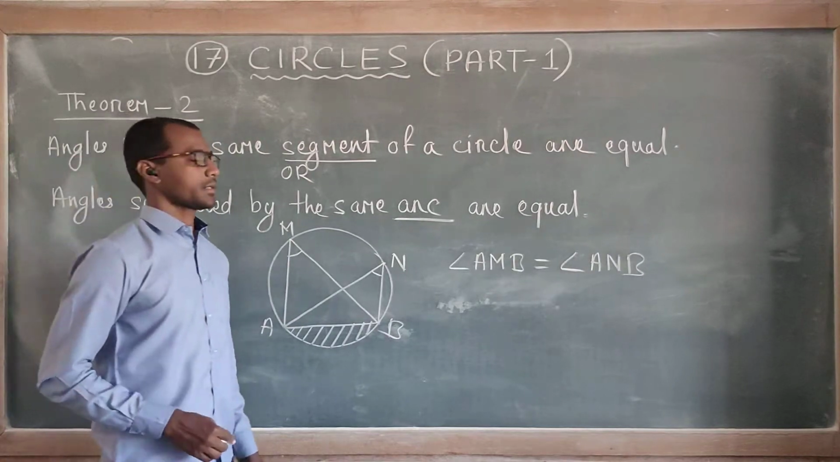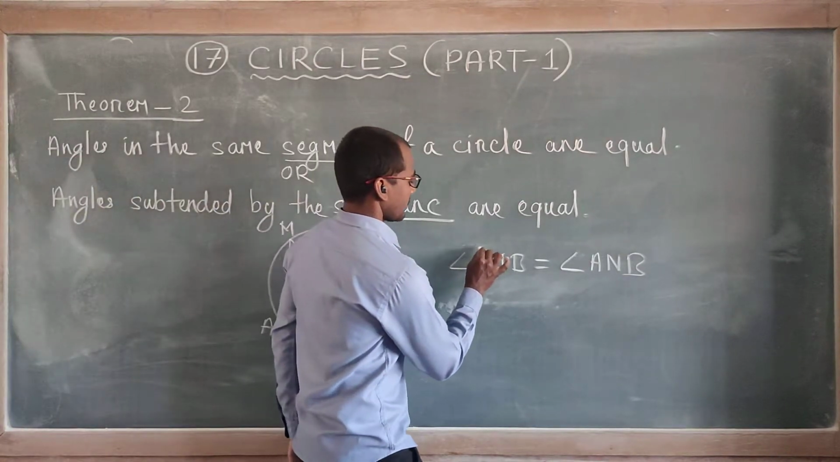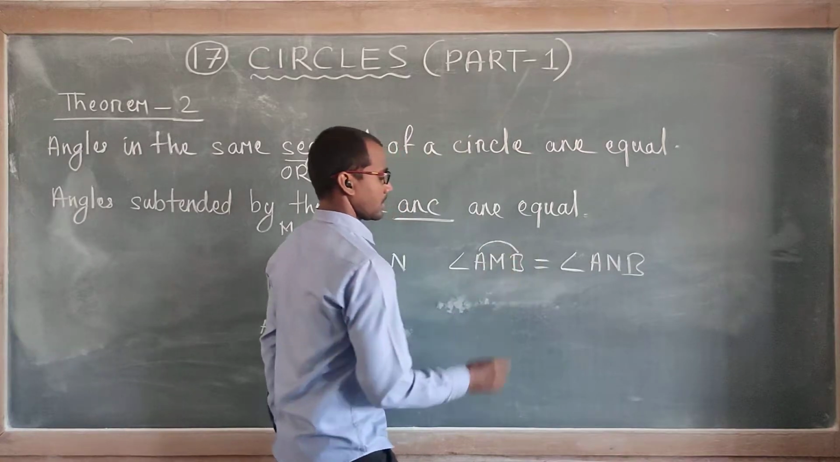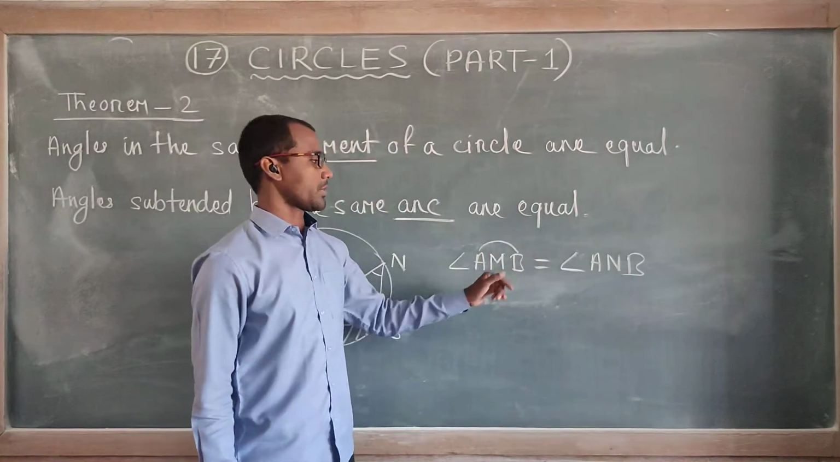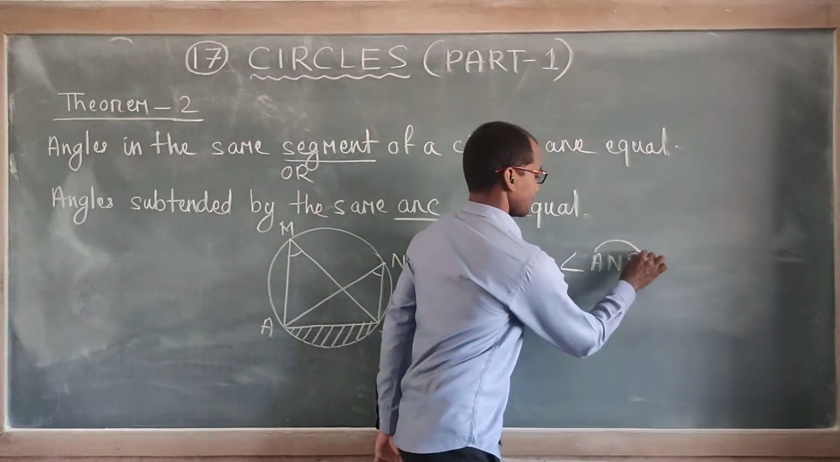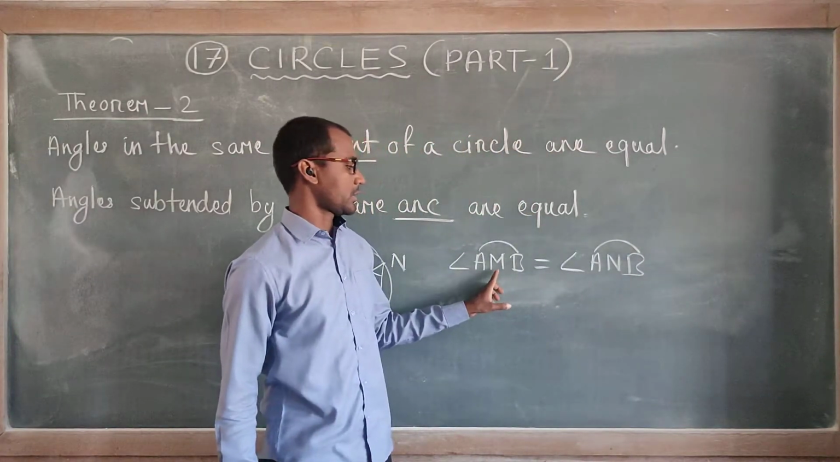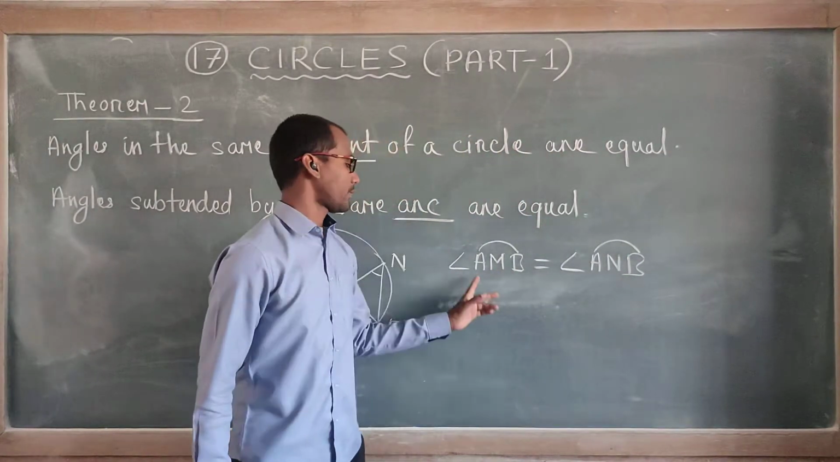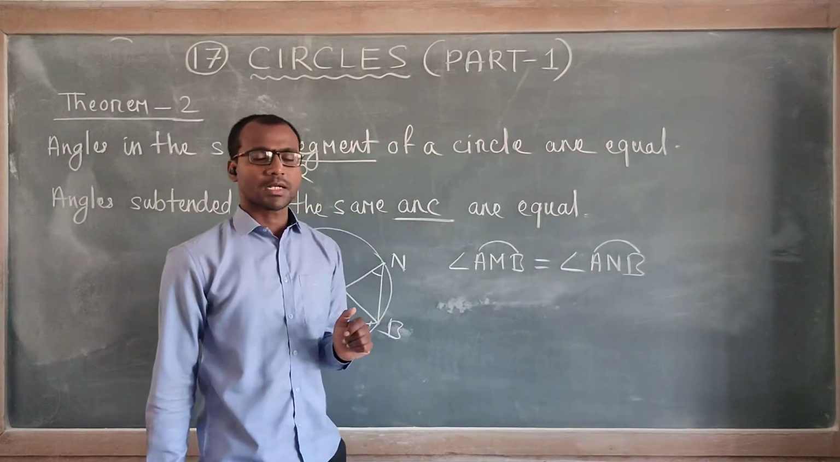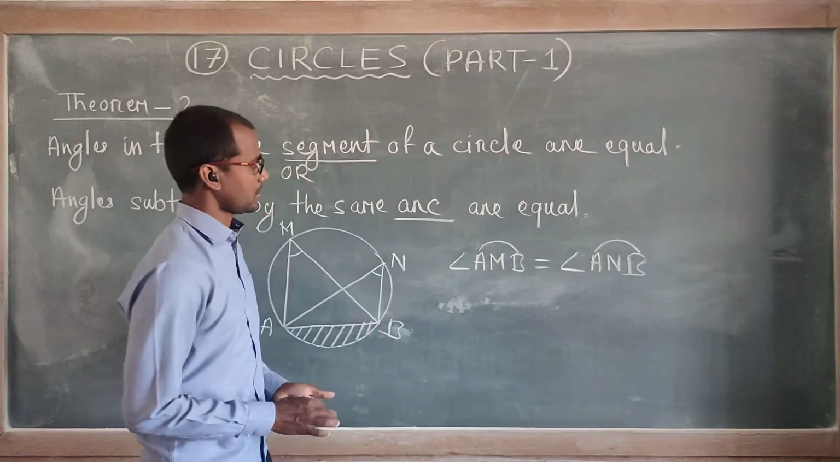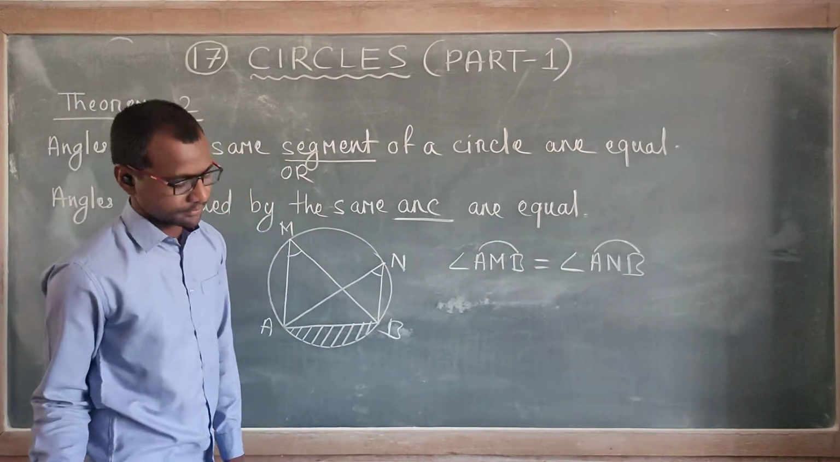So the trick is, look at the first and last vertex. First and last point, A and B. Again here A and B. The middle one will change. Here M, here N. But if first and last are the same, or first and third are the same, then it is angles in the same segment. So this is the second theorem.